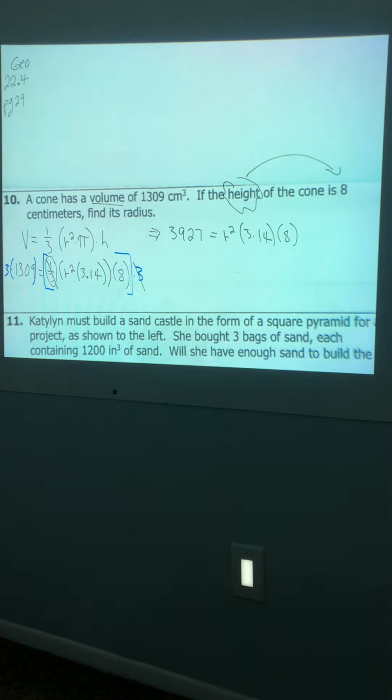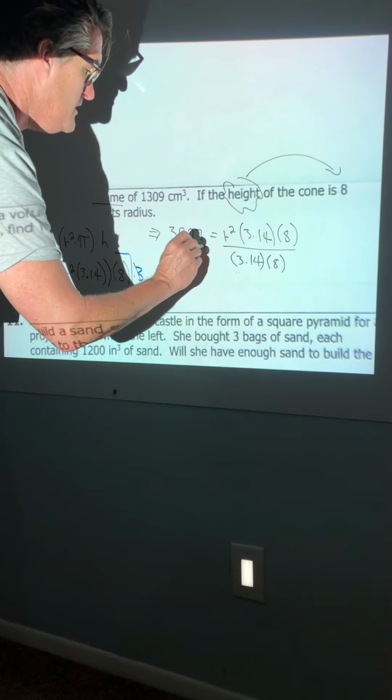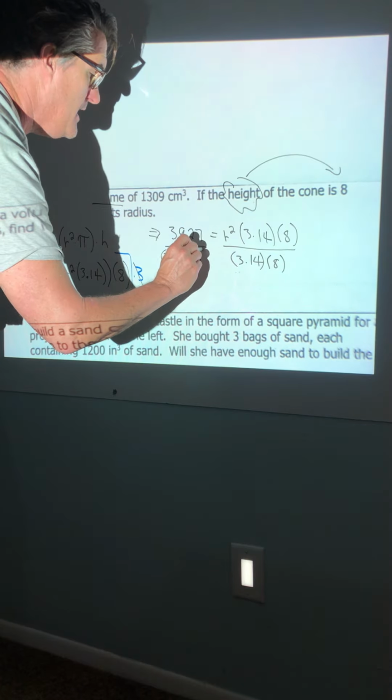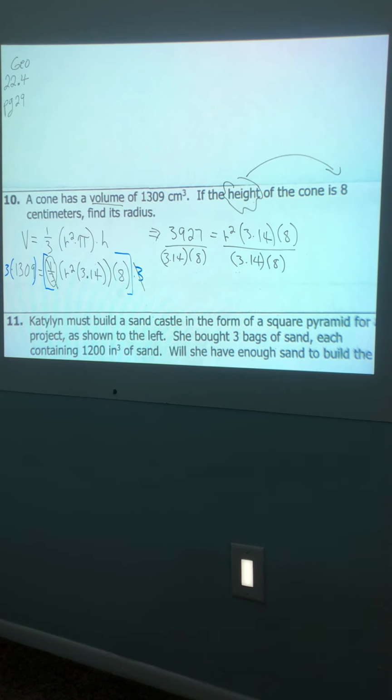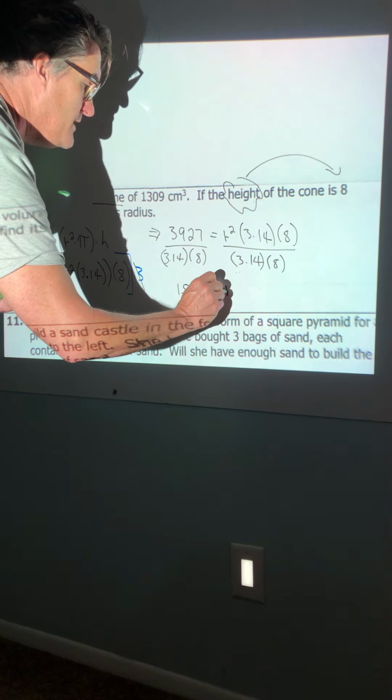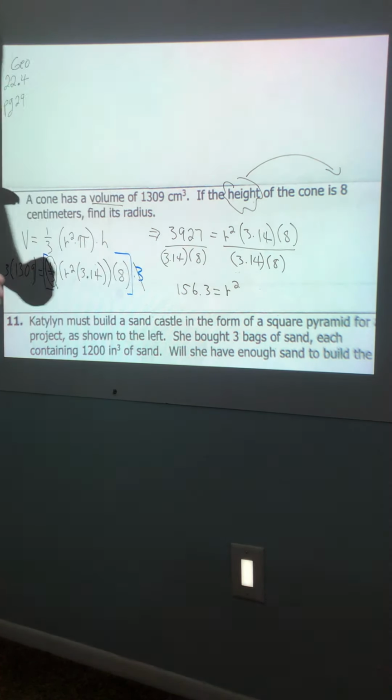You can? Okay? All right, and then I'll be honest with you, I would just divide by 3.14 and I would divide by 8. So come over here and divide by 3.14 and then divide by 8. All right, so here we go. 3927, I'm going to divide by 3.14 and then I'm going to divide by 8 and I get 156.3 equals radius squared.